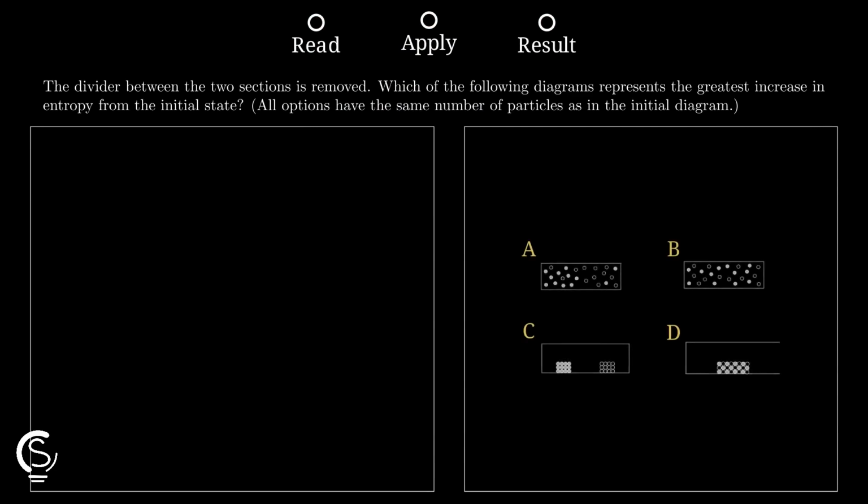Entropy is basically a measure of randomness or disorder within a system. When we remove that divider, the particles will naturally want to spread out and mix as much as possible.